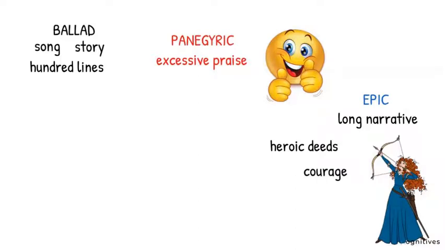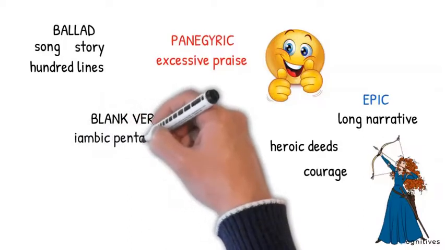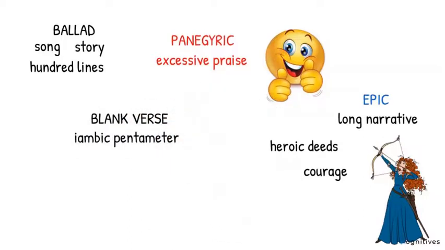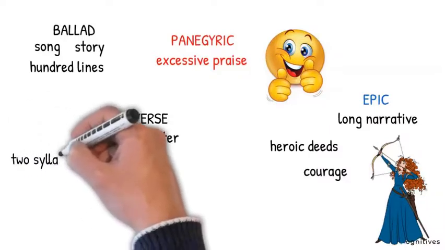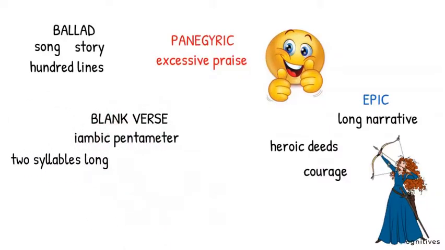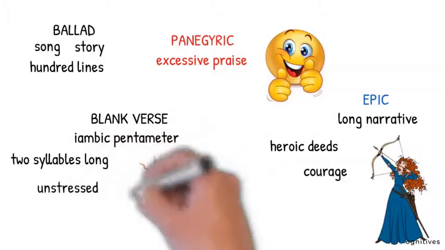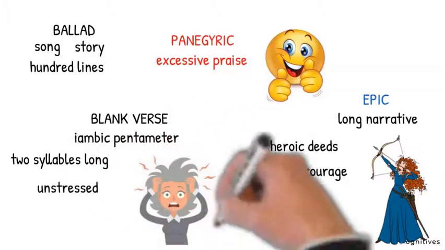8. Blank verse. A blank verse is a poem with no rhyme but does have iambic pentameter. This means it consists of lines of 5 feet, each foot being iambic, meaning 2 syllables long, one unstressed, followed by a stressed syllable.